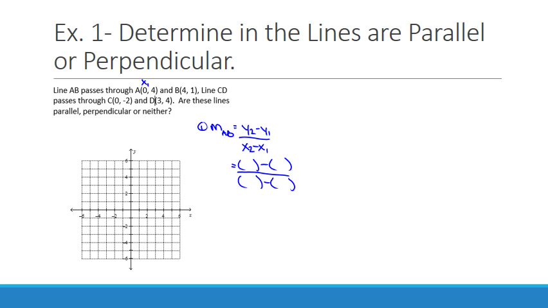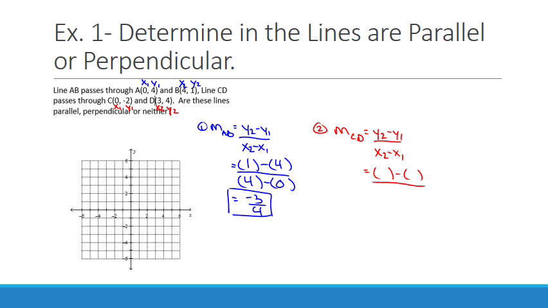So this is x1, y1, x2, y2. So I get 1 minus 4, 4 minus 0. 1 minus 4 is negative 3. 4 minus 0 is 4. So there we go. There's my first slope. The second slope, that's going to be CD. So x1, y1, x2, y2. I forgot to finish writing out my formula over here. Use my open brackets. Again, the reason I do that is to really highlight those sign changes.